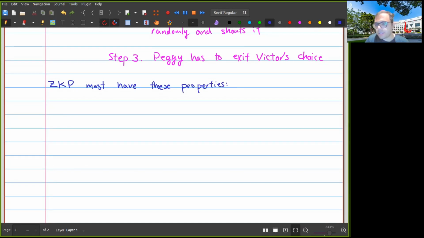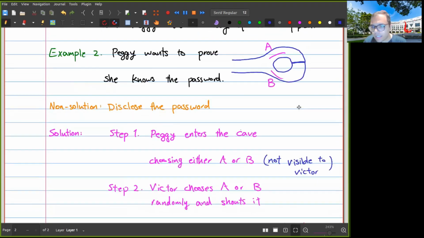Okay, if you have a question in the chat. Okay, so a really good question in the chat is, why don't we just let Victor see that Peggy goes through A and comes out from B? That proves to Victor that Peggy knows the password, right? Because if Victor can see that Peggy goes through A and comes out of B, that's a good enough knowledge, right?